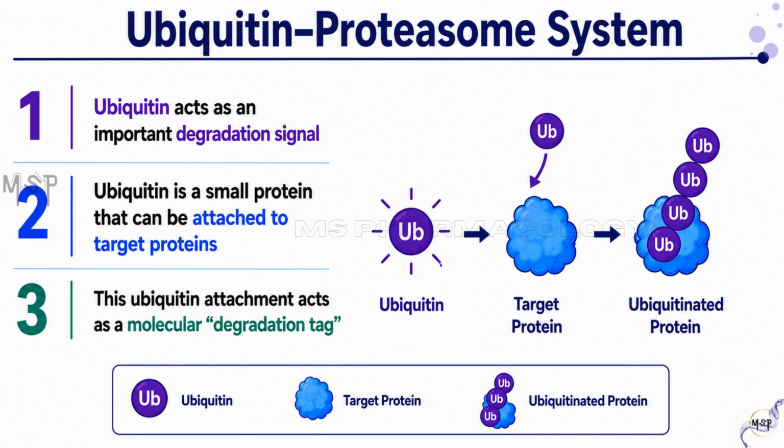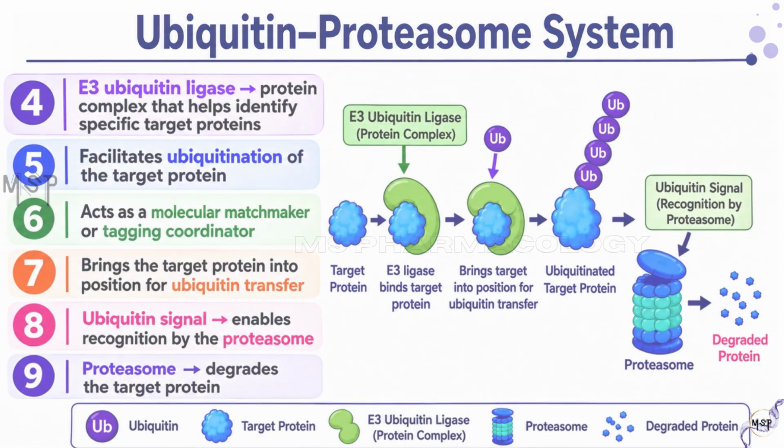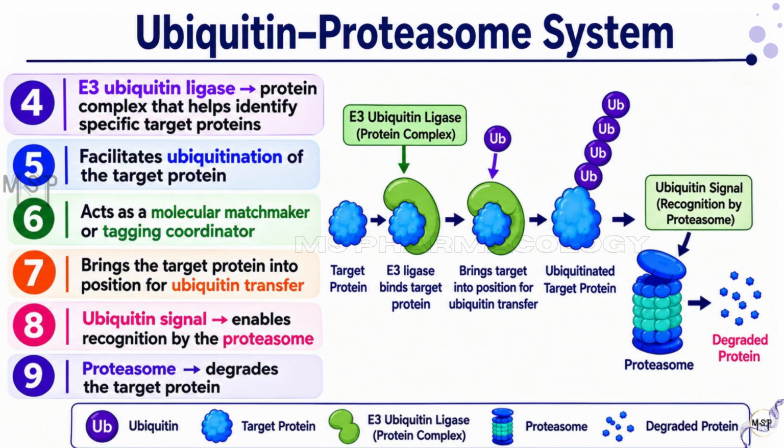But which enzyme decides that a particular protein should receive this tag? This is where E3 ubiquitin ligase comes in. An E3 ubiquitin ligase is a protein complex that helps identify specific target proteins and facilitates their ubiquitination. In simple terms, think of an E3 ligase as a molecular matchmaker or tagging coordinator. It brings the target protein into position so that ubiquitin can be transferred onto it. Once the target protein receives the appropriate ubiquitin signal, the proteasome can recognize it and degrade it.